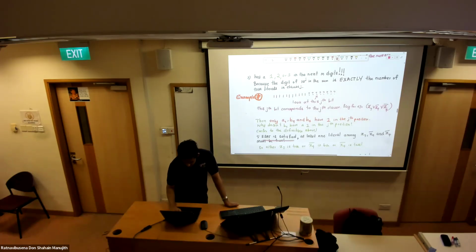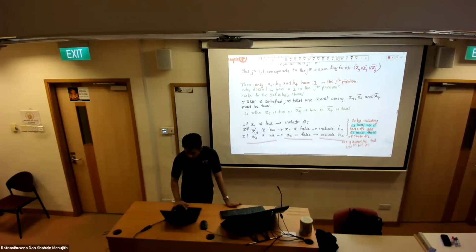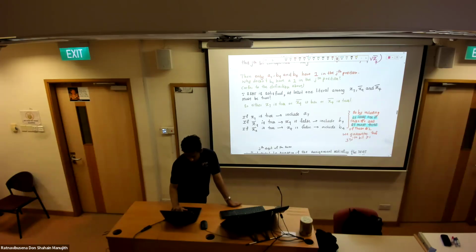Now, because 3-SAT is satisfied, at least one literal out of these 3 must be true, right? So either x7 is true, or x9 bar is true, or x4 bar is true. If x7 is true, that means we need to include a7. If x9 bar is true, then x9 is false, which means we include b9. If x4 bar is true, that means x4 is false, so we need to include b4. So we need to include at least one of these, right?